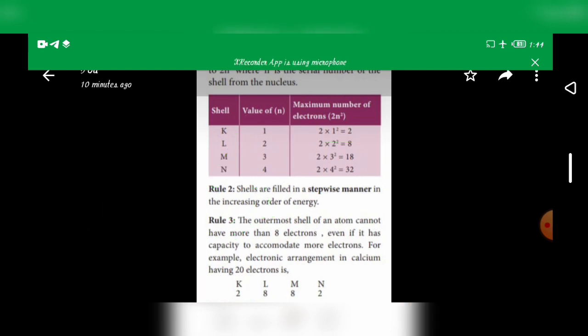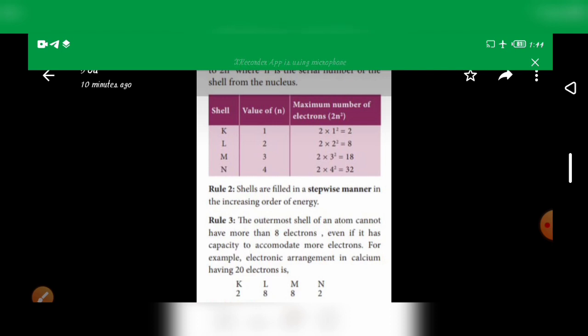Okay, next, cells are filled in a stepwise manner in the increasing order of energy. After this I will say how the energy levels will be filled. The outermost cell of an atom cannot have more than 8 electrons. So 8 electrons is stable, even if it has the capacity to accommodate more electrons.